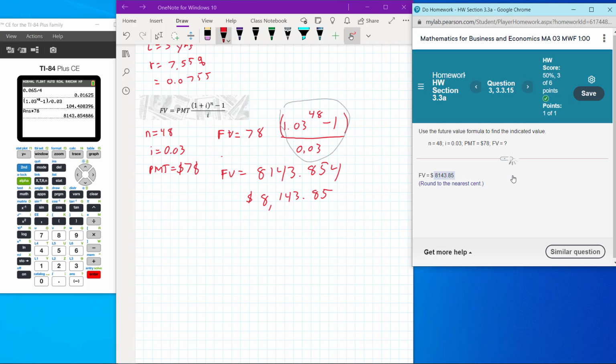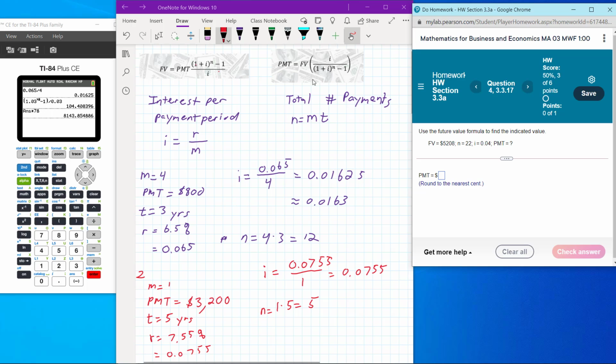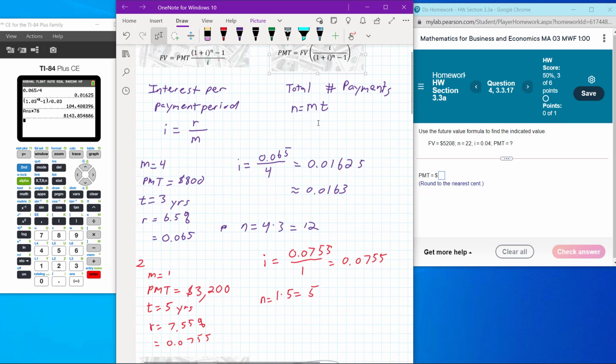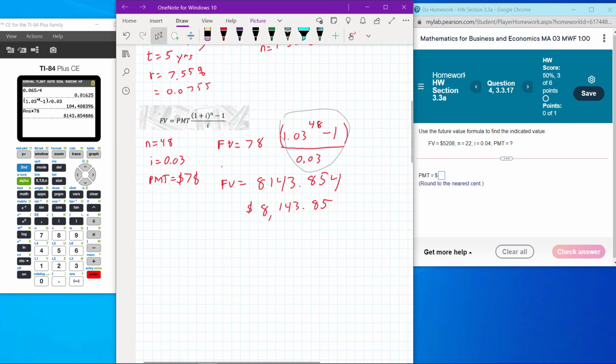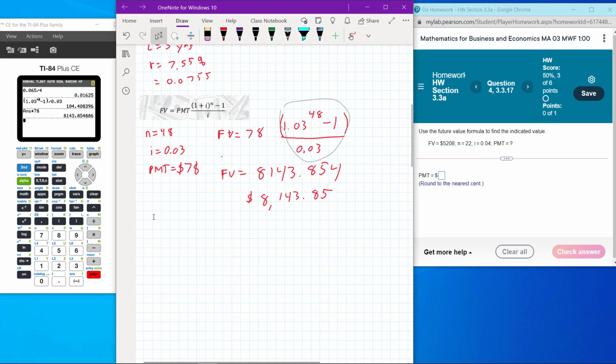Okay, we are halfway through the first homework problem set. Here's the next one. Now here we want to figure out what the payment is. Okay, now we can use this formula right here, which is basically nothing more than the rearranged version. So let's go ahead and put this down here.